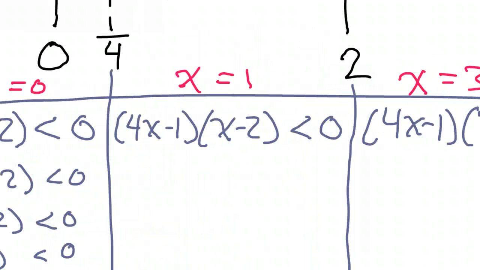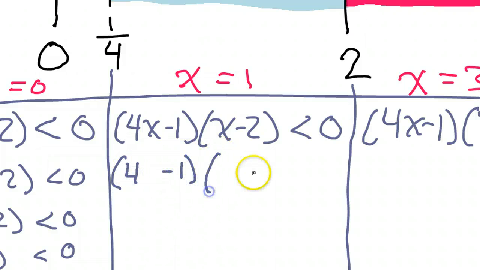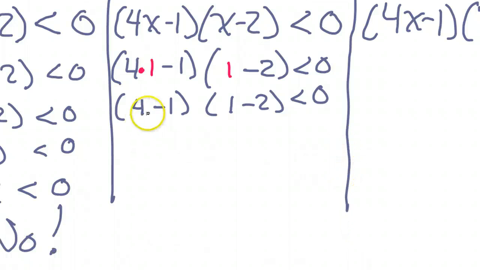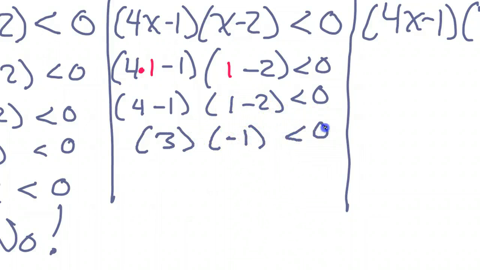Okay, meanwhile, I'm going to do the same thing for x equals 1. So I've got 4 minus 1, and my minus 2 is less than 0. I'm substituting in 1, so I'll do 4 times 1 and 1. Well look, 4 times 1 is just 4, so that's 4 minus 1 and 1 minus 2. 4 minus 1 is 3, 1 minus 2 is negative 1, and a positive times a negative is a negative.